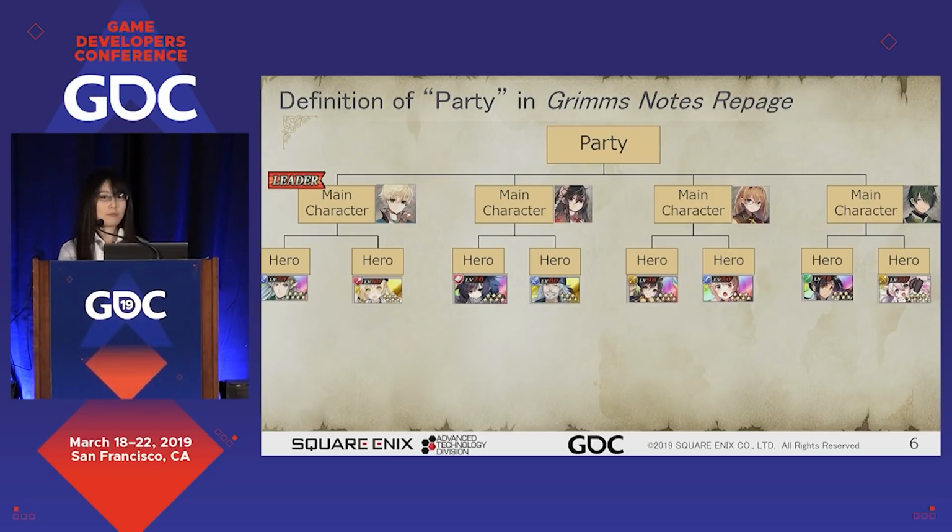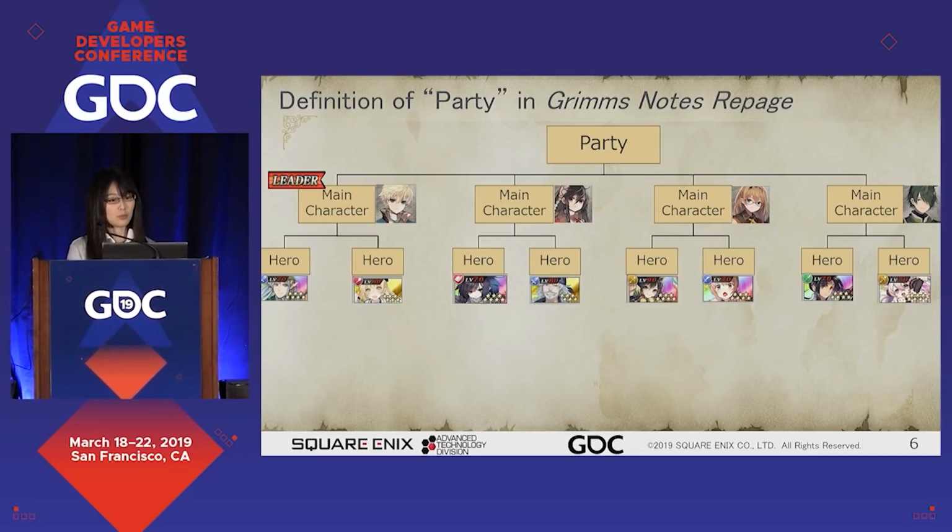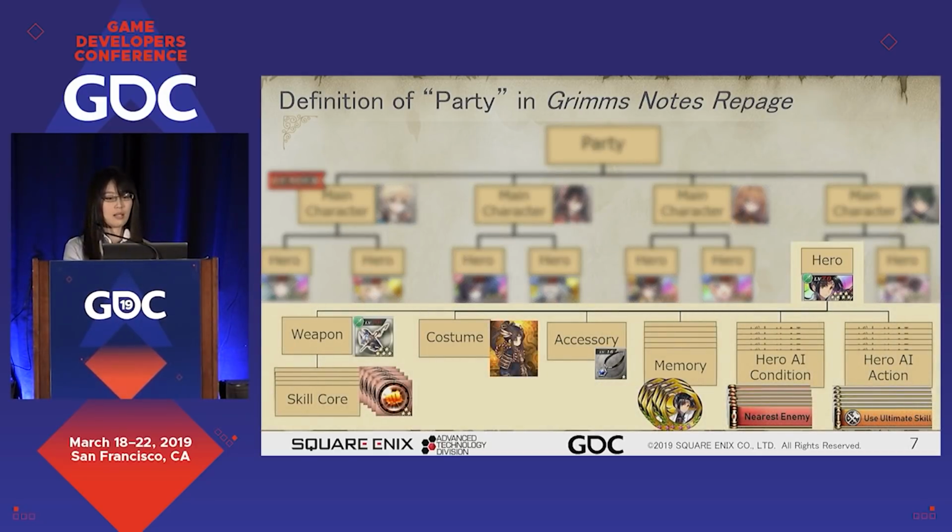Party consists of 4 main characters. Each character is supported by 2 heroes, and only the heroes will participate in the battles. There are a few hundreds of heroes. Each hero can have some equipment, such as weapon and accessory. For example, there are about 100 kinds of weapons, and each weapon can utilize up to 5 enhanced items out of 65 available choices.